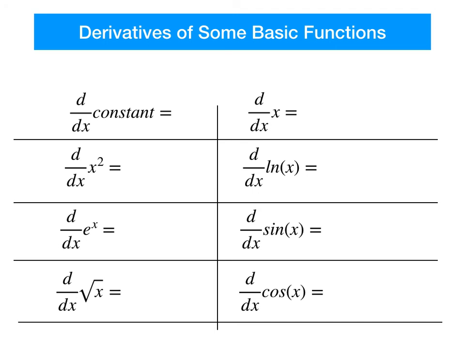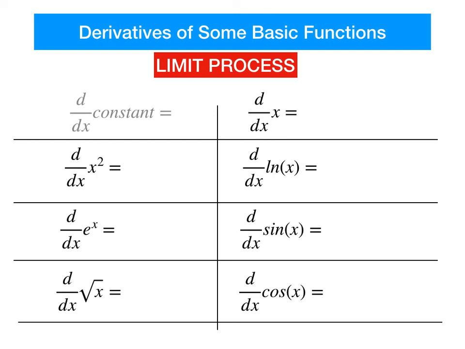Now, if we use the limit process, we can find the derivative of some of the basic functions. First, the derivative of a constant is 0. It is because the rate of change of a constant is 0. Second, the derivative of x squared is 2x. The derivative of e to the x is e to the x. The derivative of square root of x is 1 over 2 square root of x. The derivative of x is 1.